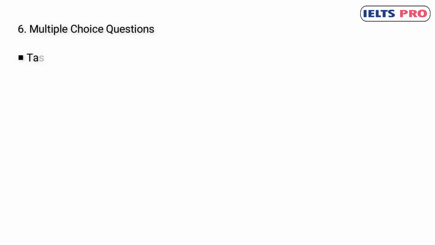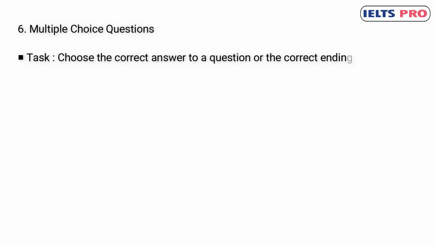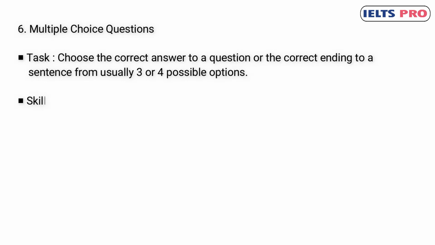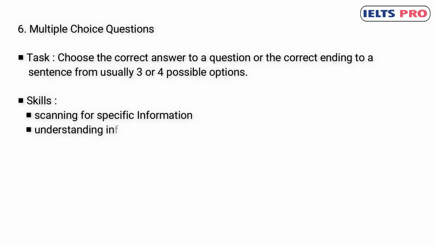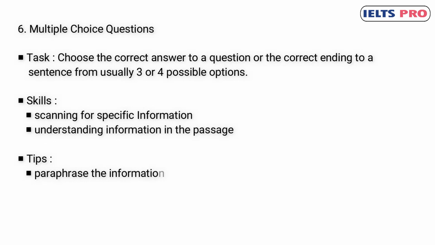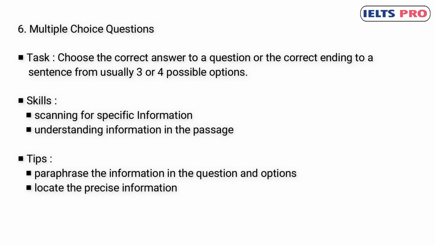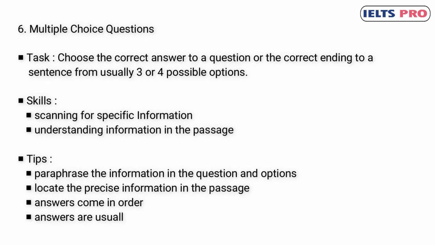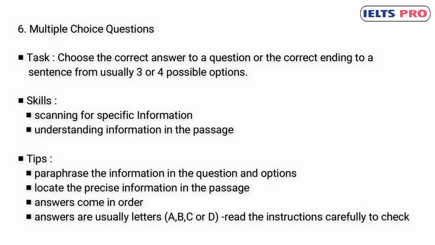Multiple choice questions. Task: choose the correct answer to a question or the correct ending to a sentence from usually 3 or 4 possible options. Skills: scanning for specific information, understanding information in the passage. Tips: paraphrase the information in the question and options. Locate the precise information in the passage. Answers come in order. Answers are usually letters A, B, C or D. Read the instructions carefully to check.